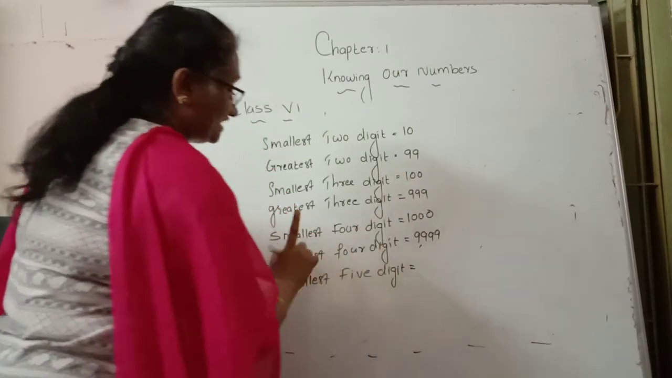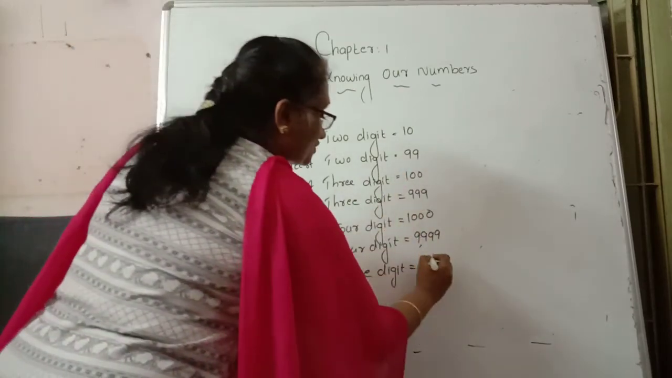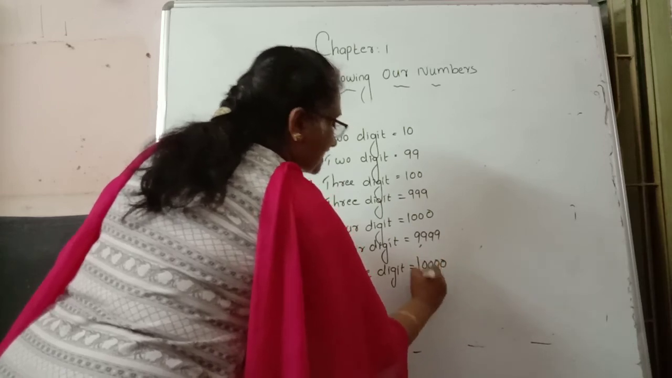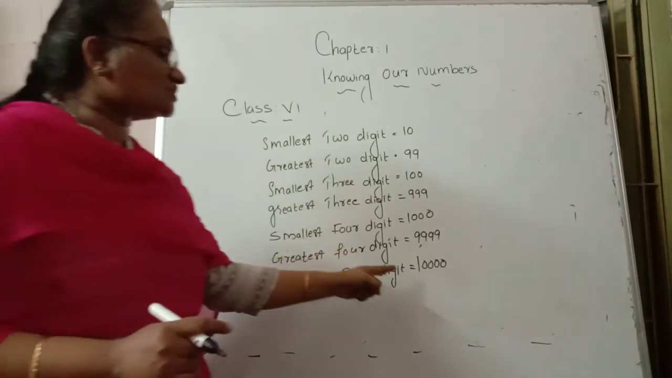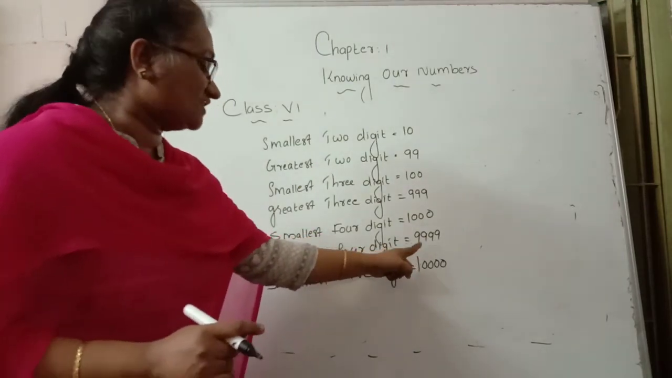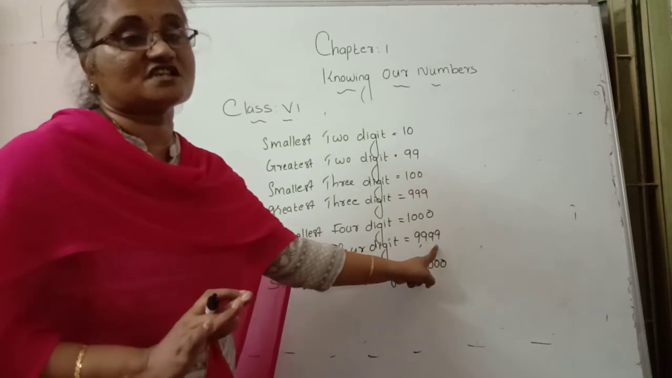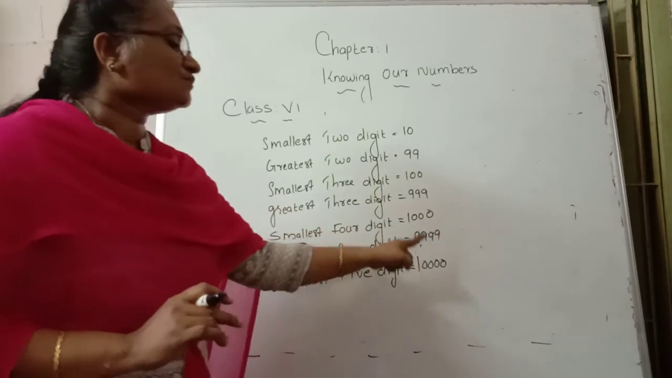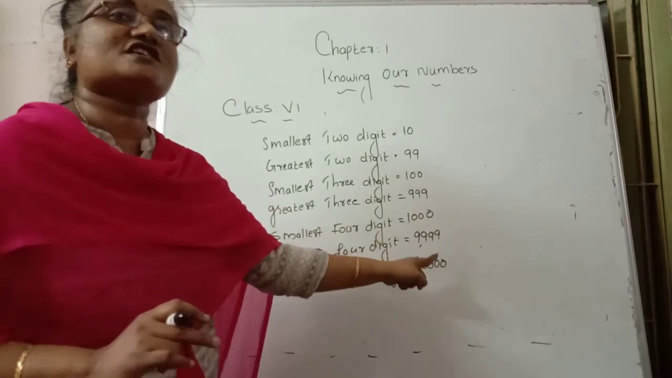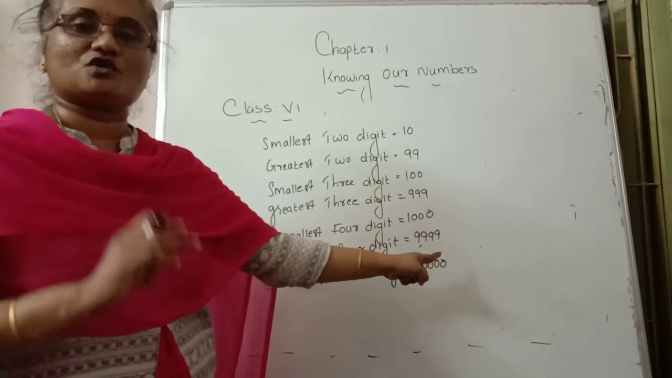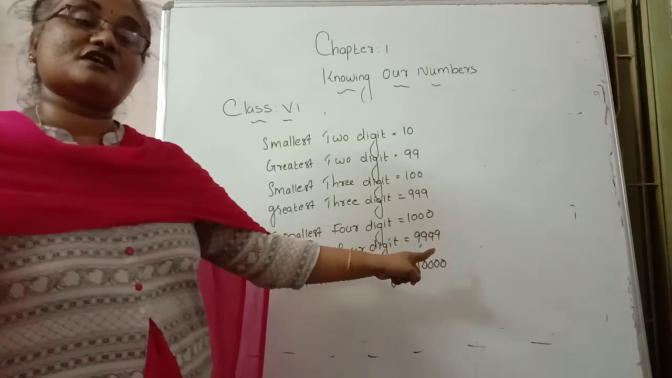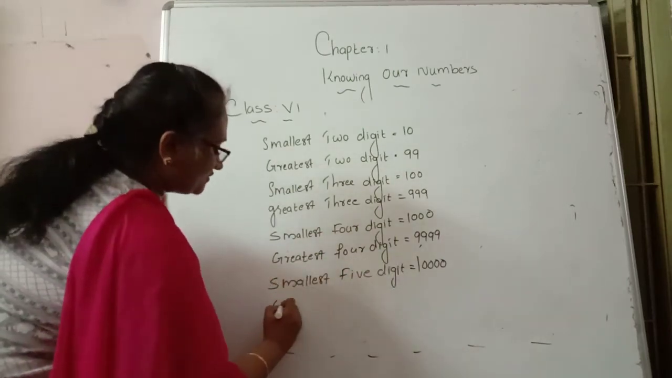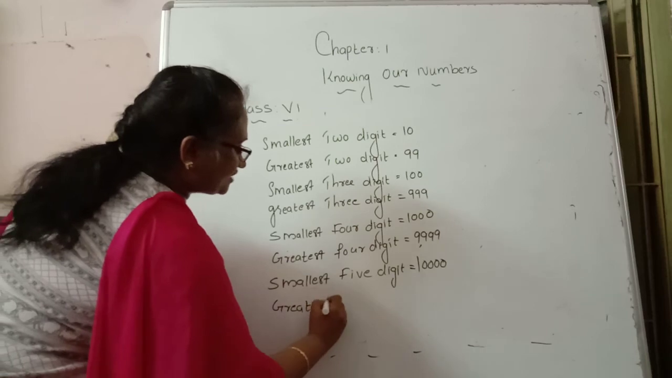Here 5 digits we need. So how to write? We write 9,999 and add 1. That means here which is the smallest one? 10,000. Our greatest 4-digit number is 9,999. That's why this number is added with 1. Then 10,000 is coming. 10,000 is the starting number. Starting number we call a smallest number, and the number at the end we call the greatest number.